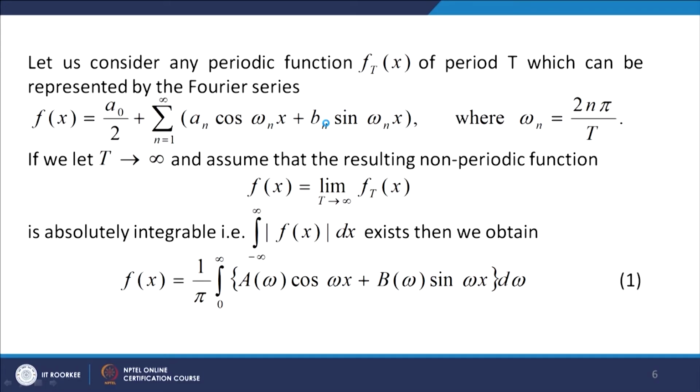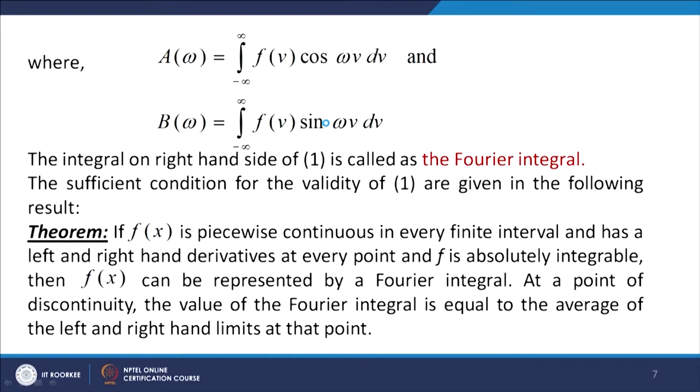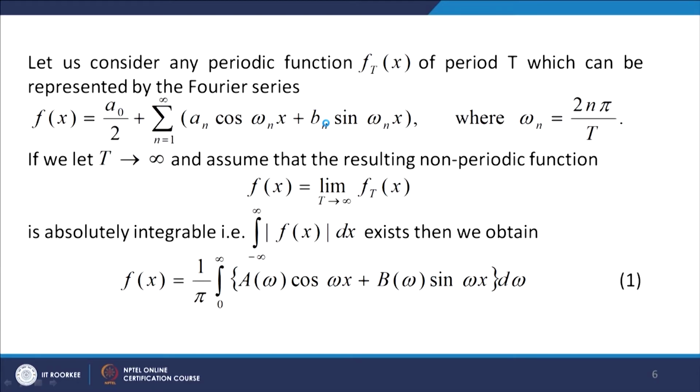So a(omega) will become 2 times the integral from 0 to infinity of f(v) cos omega v dv, because cos omega v is an even function, so f(v) times cos omega v will be even. So we have a(omega) equal to 2 times the integral from 0 to infinity of f(v) cos omega v dv. Here, when f is an even function, the Fourier integral representation of f contains only cosine terms. The sine term is not present in the Fourier integral representation.